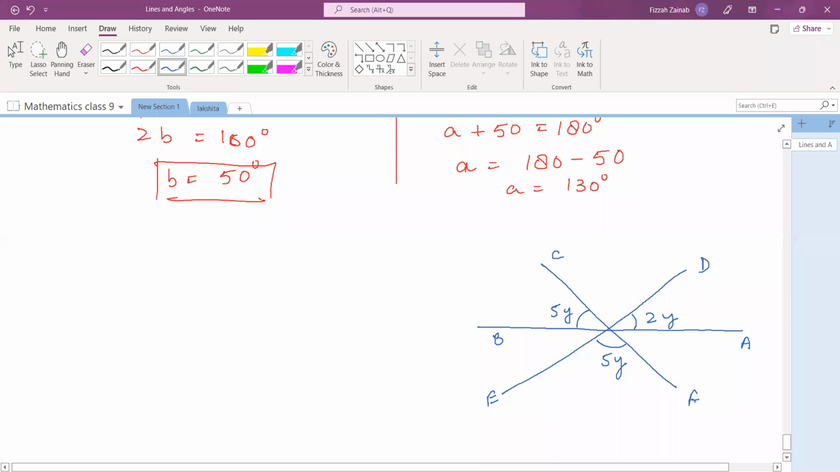Okay, this is the figure, right? You have to find the value of y. This is O. Okay, now how to approach this kind of figure? Whenever you have intersecting lines, that means you are going to use the vertically opposite angle theorem somewhere. Clear?